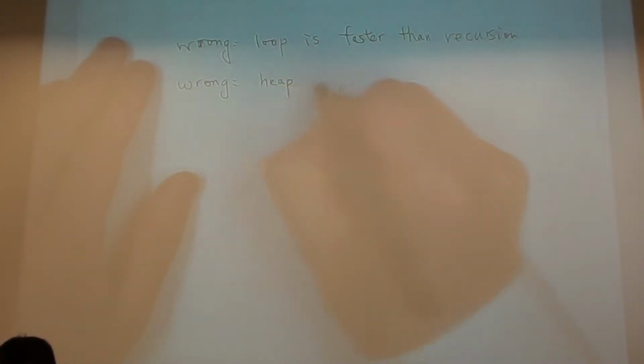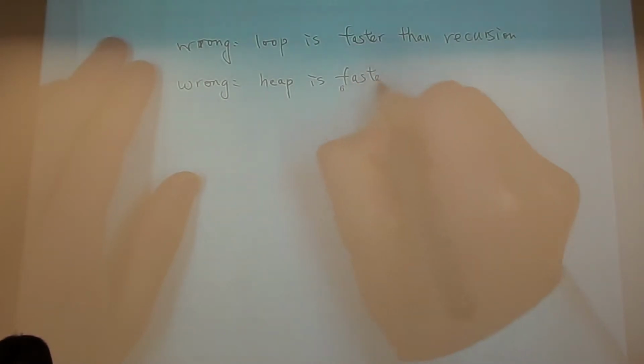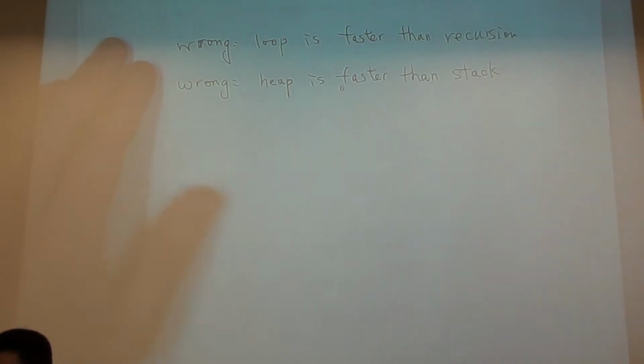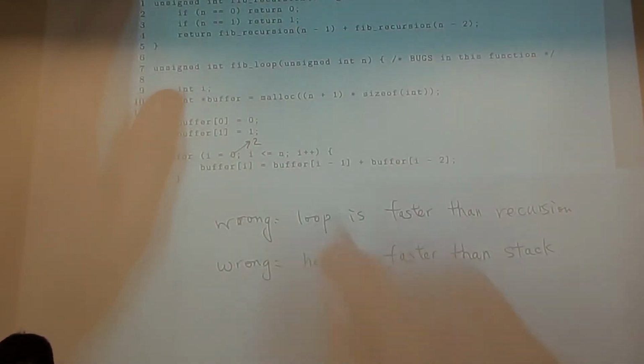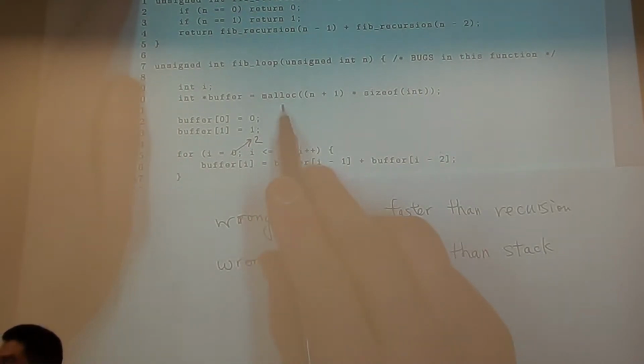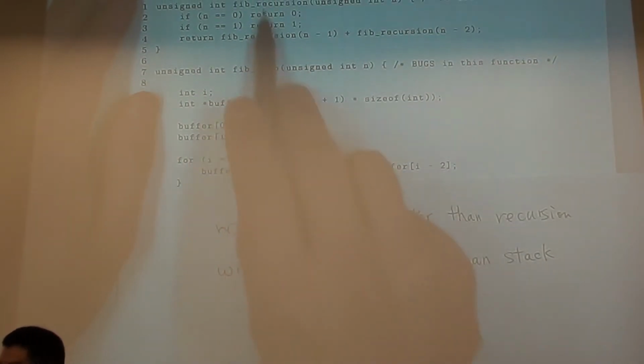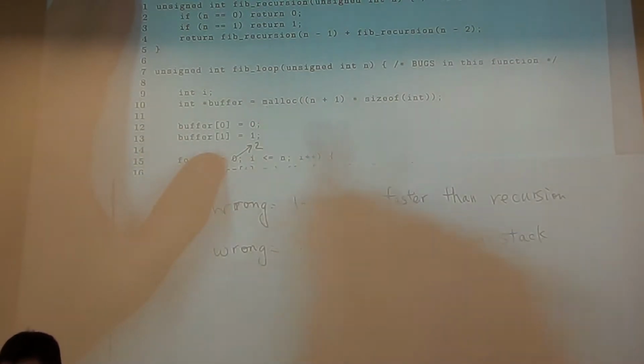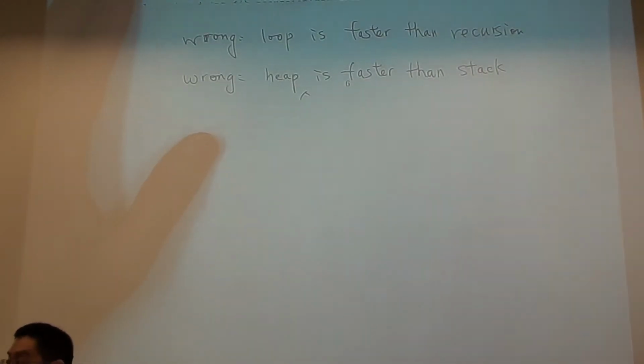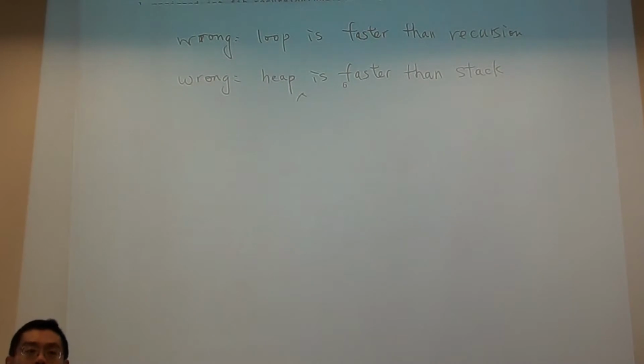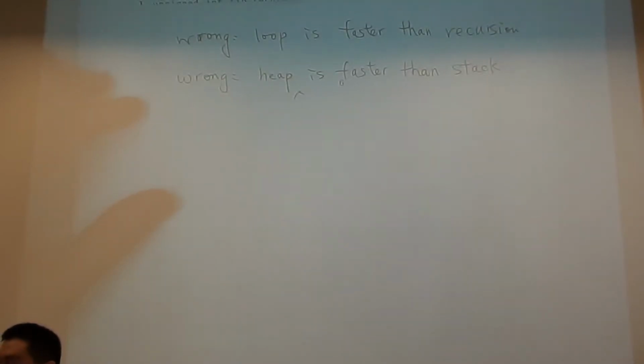Another wrong answer is heap is faster than recursion and stack. Why heap? Where do you use heap there? Malloc. We're asking you why the second one is faster than the first one. And some people say because heap memory is faster than recursion. Again, that's not true. It depends on how you access the memory. It's not true heap is always faster than stack. Okay?